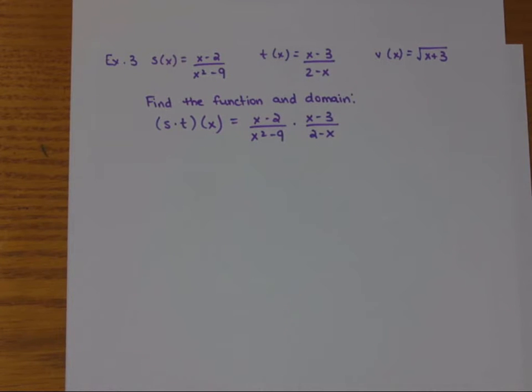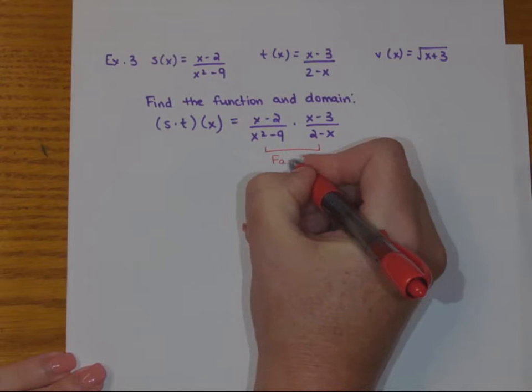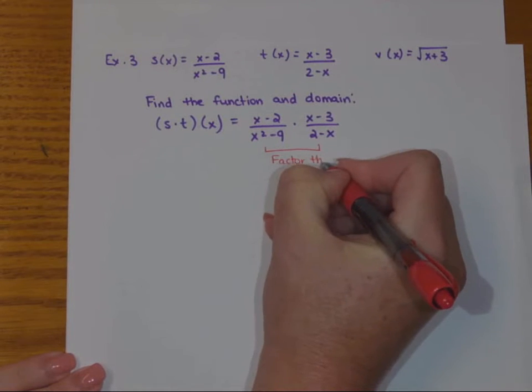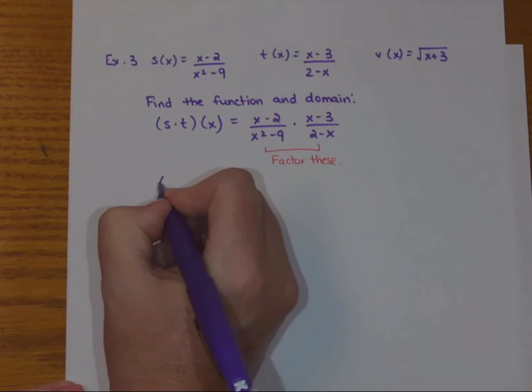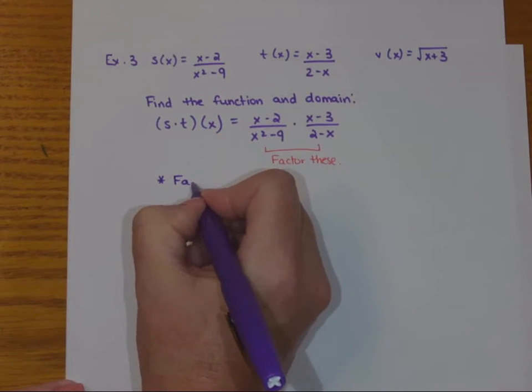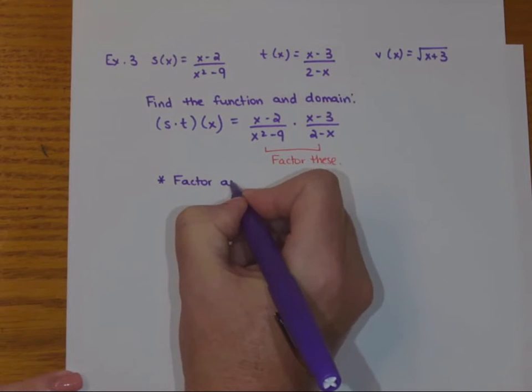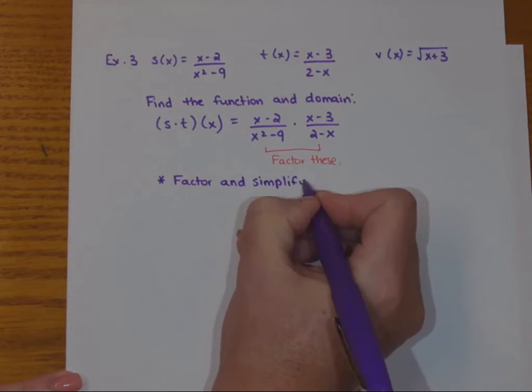Okay, so when we try to clean this up and simplify it, I want you to see that we probably can simplify. So what we're going to do is factor these to see if there's anything that we can do. But before we do that, I want to make sure we make a note. We're going to factor and simplify so that the equation is as simple as it can possibly be.